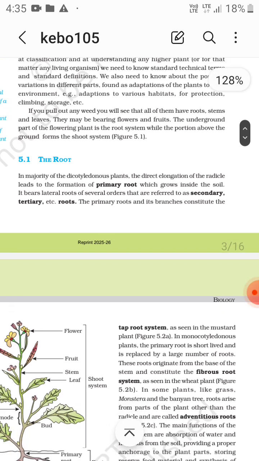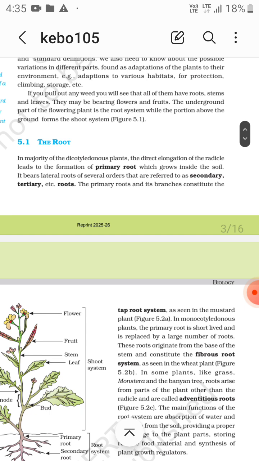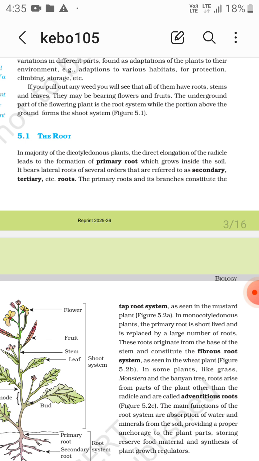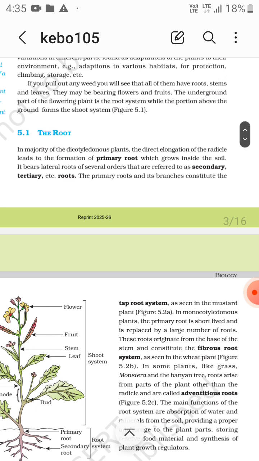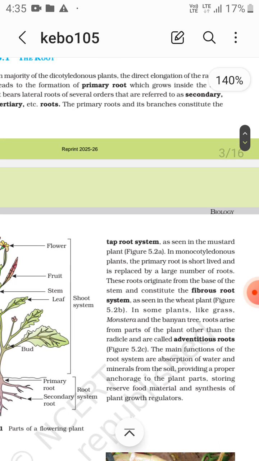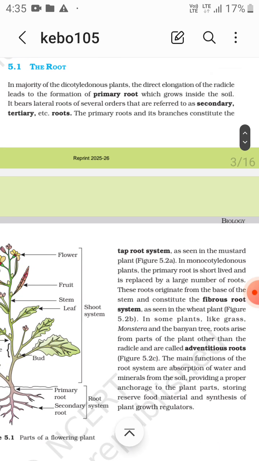Okay, in the majority of dicot plants, direct elongation of the radicle leads to the formation of the primary root, which grows inside the soil. It bears lateral roots of several orders that are referred to as secondary, tertiary roots, right? The primary root and its branches constitute the taproot system as seen in the mustard plant. The majority of dicot plants show the taproot system.